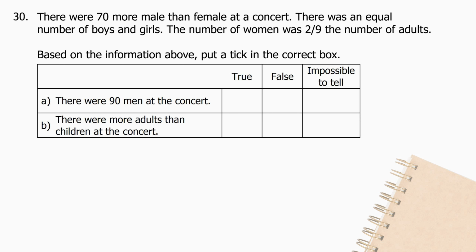Question 30. There were 70 more men than women at a concert. There was an equal number of boys and girls. The number of women was 2/9 the number of adults. Based on the information above, put a tick in the correct box. A. There were 90 men at the concert. B. There were more adults than children at the concert.